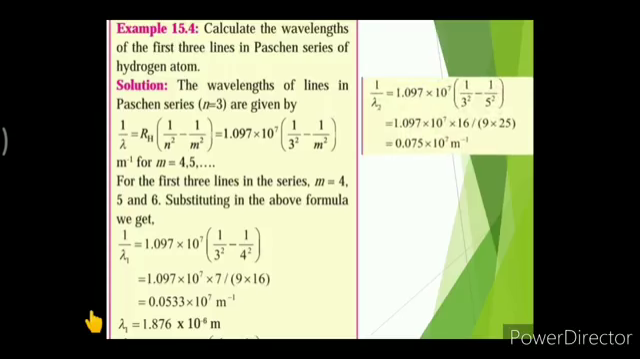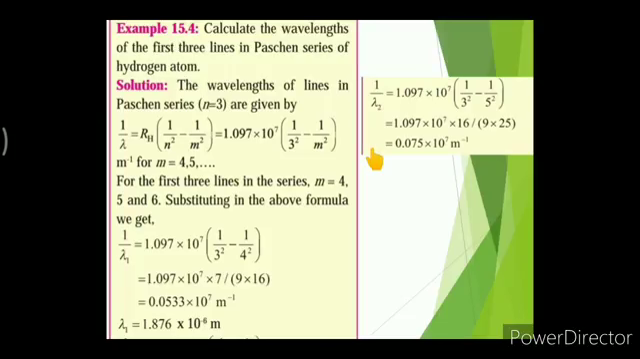Then next, let's determine the wavelength of the second line in the Paschen series. For that, the value of m is to be taken as 5. And the formula will become 1 upon lambda 2 is equal to 1.097 into 10 raised to 7 in bracket 1 upon 3 square minus 1 upon 5 square. On solving this bracket, we are getting 16 upon 9 into 25. That is to be multiplied with 1.097 into 10 raised to 7. On solving this multiplication, we are getting the value of 1 upon lambda 2, which would be 0.075 into 10 raised to 7 per meter.